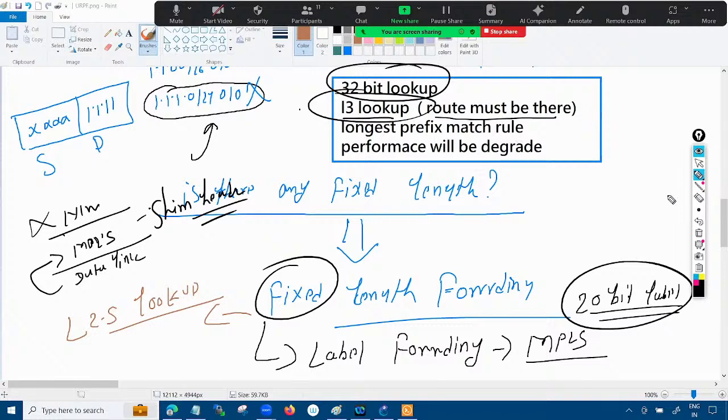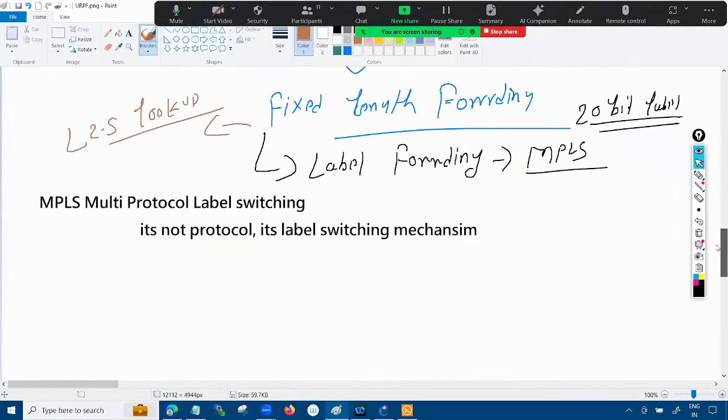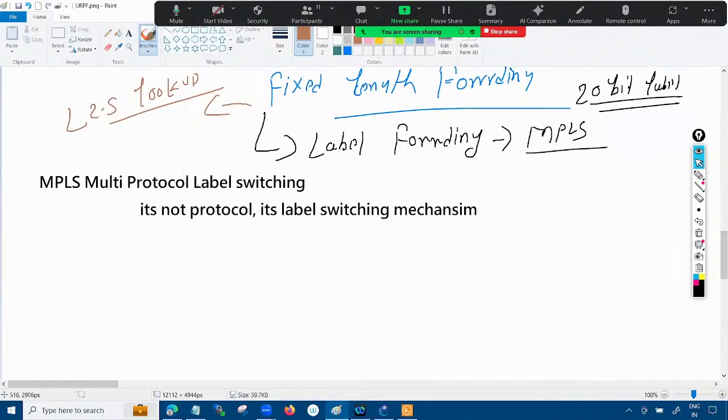That's the beauty. So what MPLS is doing is a label forwarding mechanism. It's one of the switching mechanisms. The only thing is that here the switching is done based on the label. Previously, it was an IP switching mechanism. Now I just replace the IP with the label.